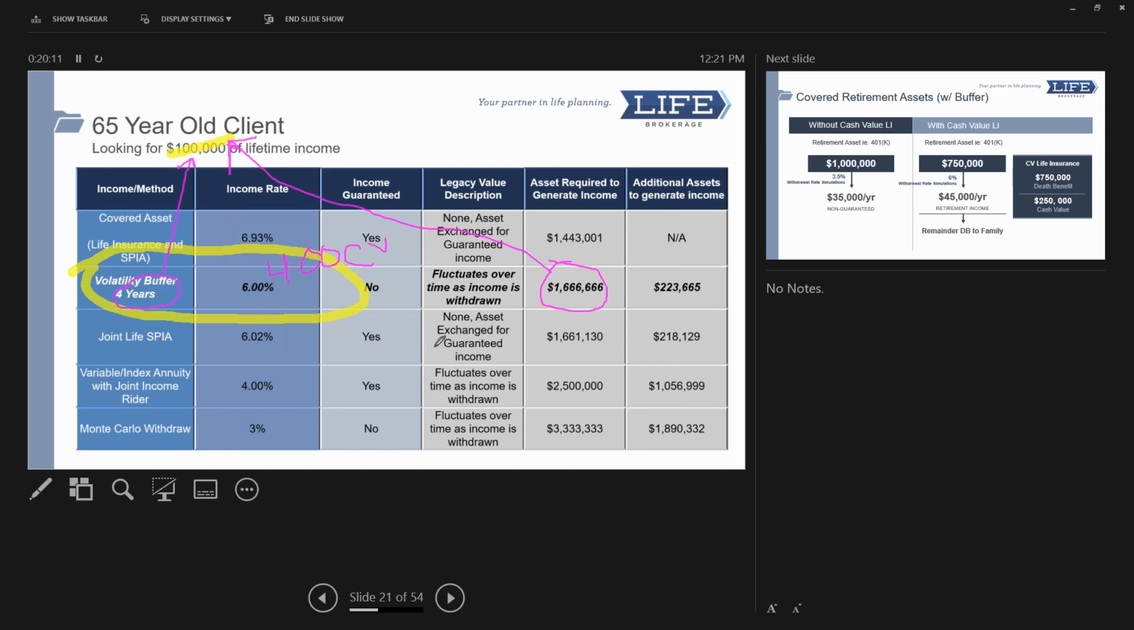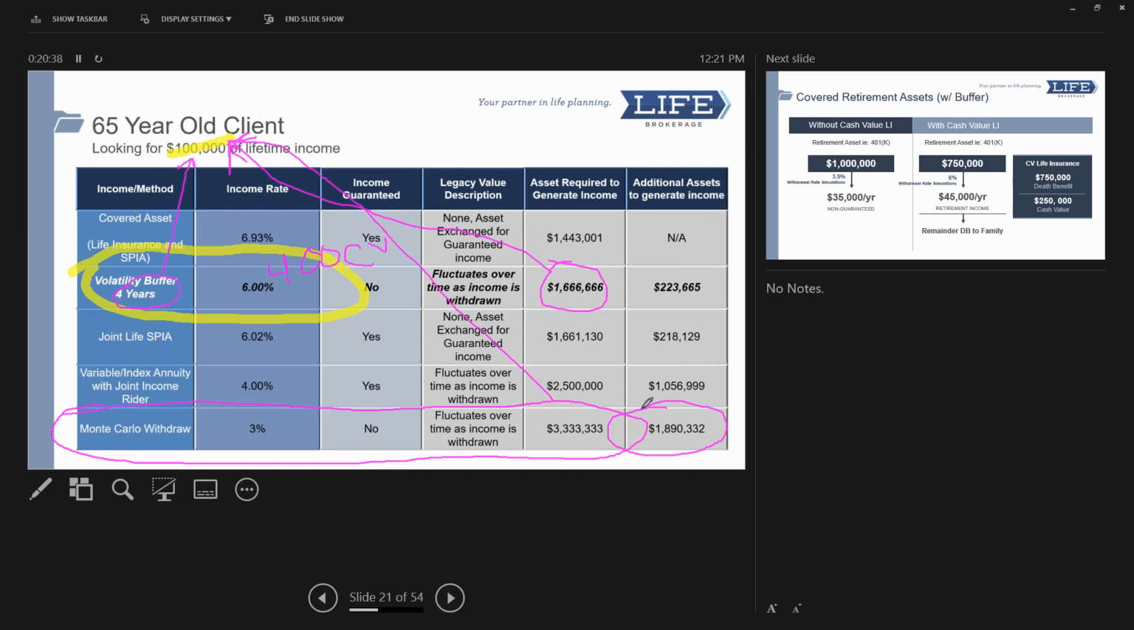And this is what we're focused on today. If you're using the Monte Carlo withdrawal rate system, all equities, all bonds and equities, this is the no diversification piece of our spreadsheet. 3% distribution rate. You need $3.3 million to net the same 100K. That's a hell of a lot more savings than you needed in the volatility buffer strategy.